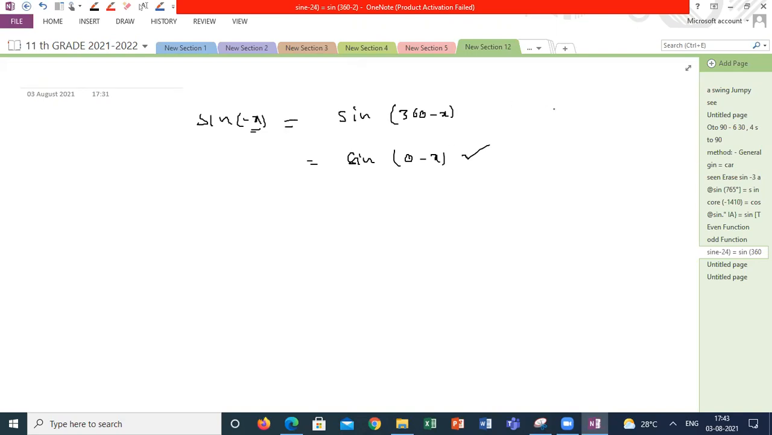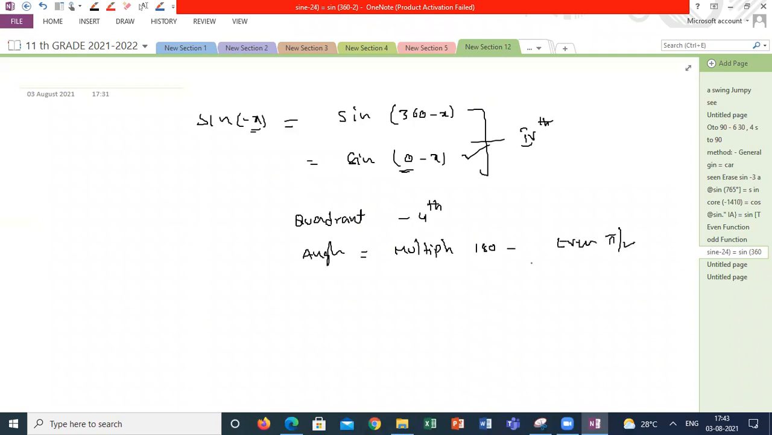So 360 minus x means what? You are rotating 360 and the angle x you are decreasing. Both represent the fourth quadrant only. So the quadrant is the fourth quadrant, and the angle is an odd multiple of 180 or even multiples of pi by 2. Instead of writing like this, you can keep the supplementary angle. In the fourth quadrant, sin is negative.